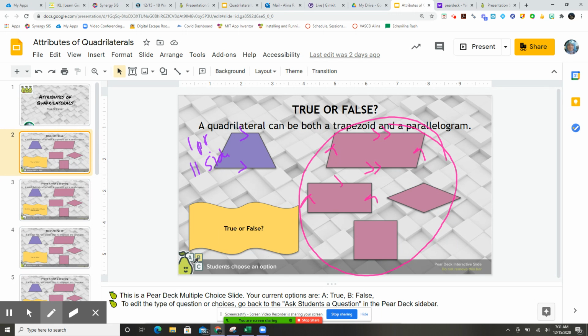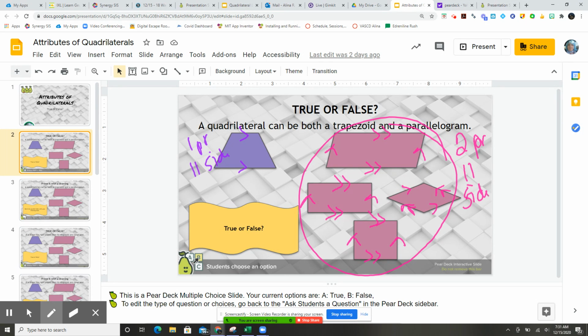So what I want you to do is on your pear deck, on the slide that you can draw on, I want you to draw all of those. And I know it's a lot. I promise you, I know it's a lot. All parallelograms have two pairs of parallel sides.